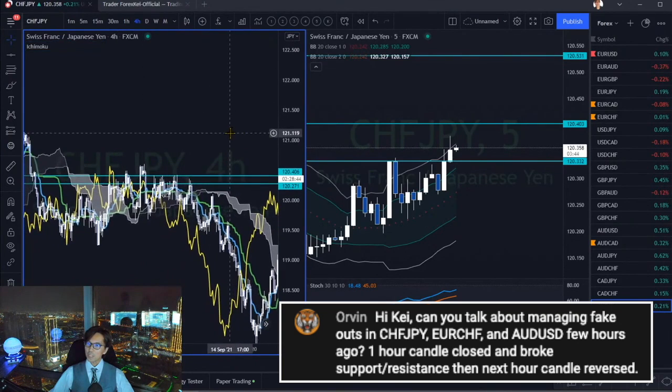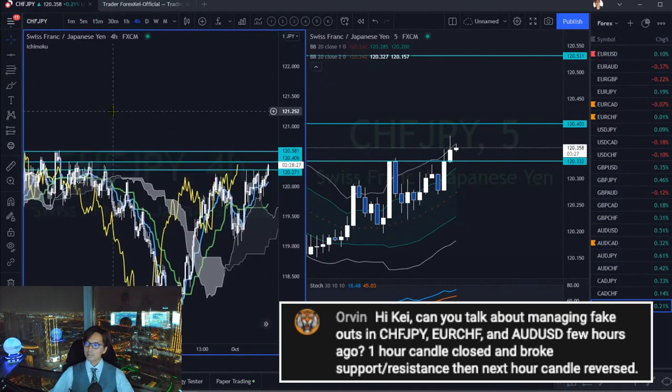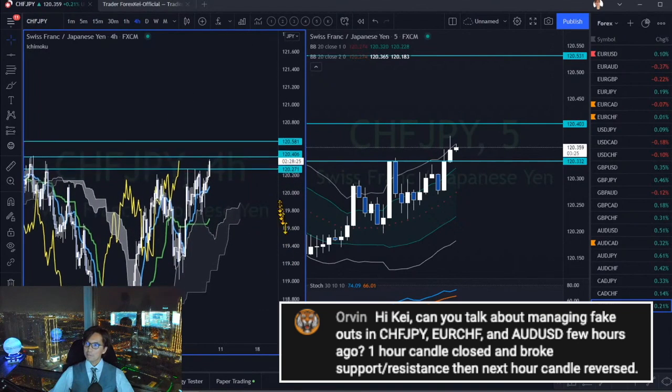Yeah, better to wait for the breakout of at least this level here. The 120.58 area was the previous high from August. So yeah, most likely I would wait for that. But let's see. But once again, it depends on your risk management.